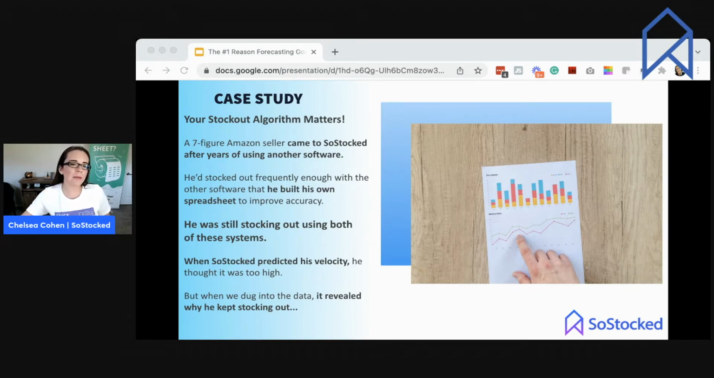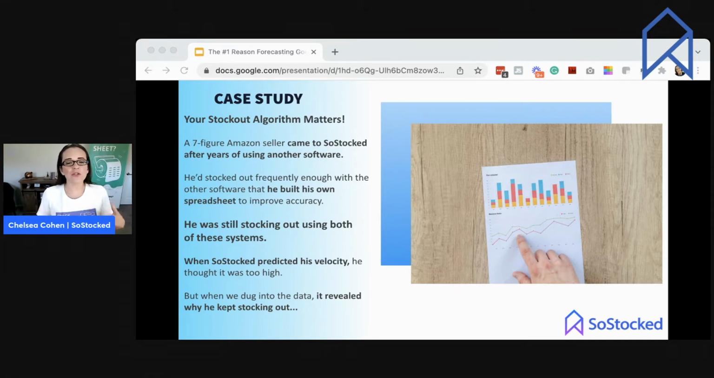This seller came to the SoStock software after years of using another software. Because he was using this other software, he found that there were a lot of inaccuracies with the forecasting, and he continued to stock out, especially on his best sellers. So he created his own spreadsheet to improve the accuracy specifically for his best sellers because they were 80% of the income that he was making.